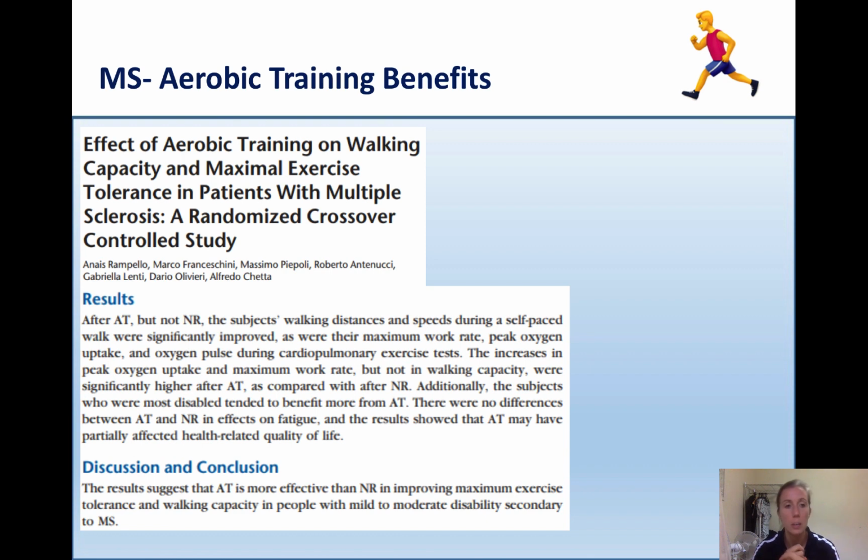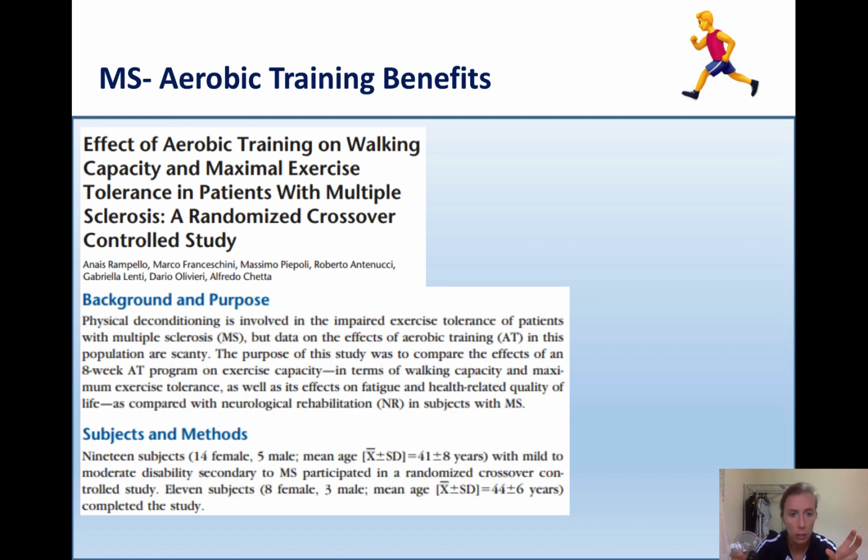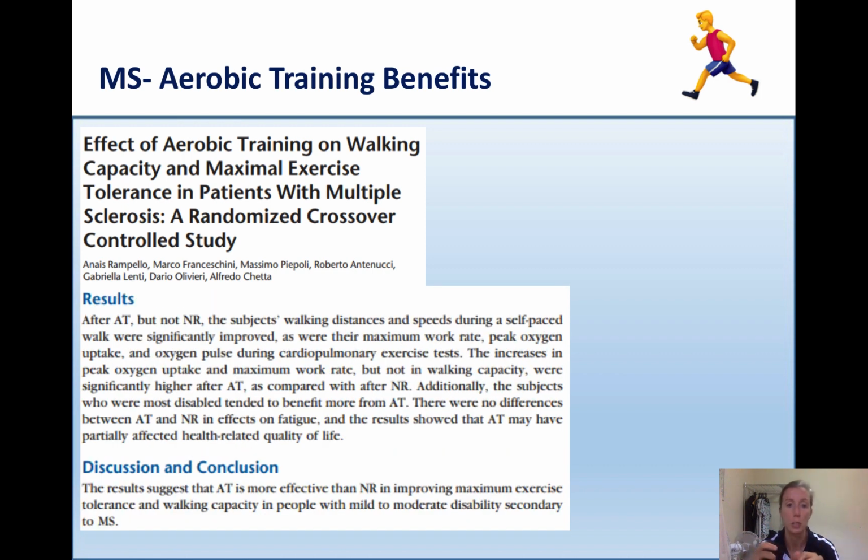In terms of results, this was actually looking at aerobic training and then comparing it to standard neurological, is that right? Neurological rehabilitation, yeah, which is your NR. So after aerobic training, but not neurological rehabilitation, the subjects' walking distances and speeds during a self-paced walk were significantly improved, as were the maximum work rate, the peak oxygen uptake, and the oxygen pulse during cardiopulmonary exercise tests. So some pretty strong markers there and parameters in terms of cardiovascular health and performance.